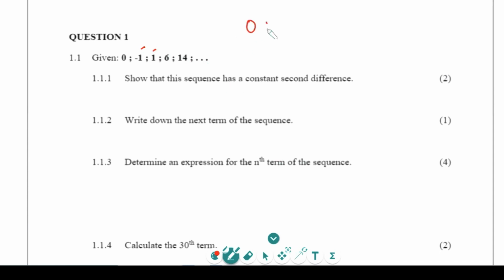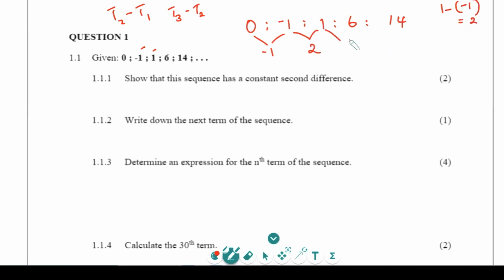So what we need to do, if we have 0, -1, 1, 6 and 14, is first of all determine our first difference. And we know that in any case, for us to determine the differences, we can always get the second term minus the first term, or the third term minus the second term. In other words, we are basically subtracting consecutive terms. So if I have -1 minus 0, I'm going to get a -1. And then 1 minus -1 is going to give me a +2.